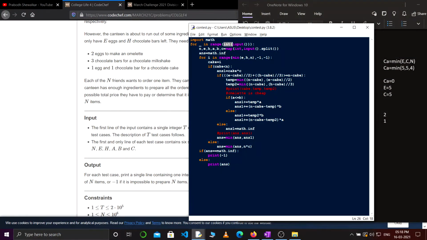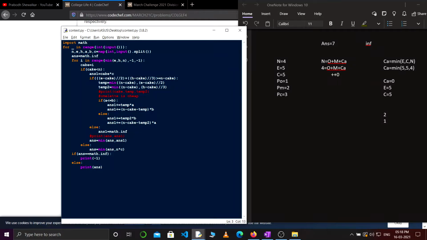So number of test cases. For each test case, they are providing us the number of items that we have to order, number of eggs, number of chocolates, price of omelette, price of milkshake, and price of cake. Okay. As I said earlier, I'll be initializing my answer with infinity. Then initially I'll be having the maximum number of cakes possible, so minimum of E, H, and N. So here N is actually the number of chocolates. I was using capital C for number of chocolates, so don't get confused.